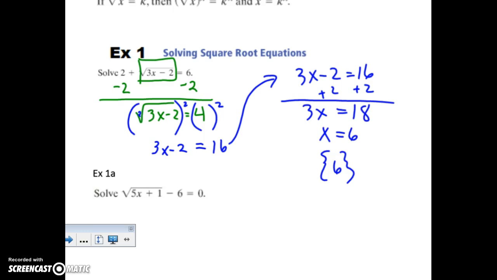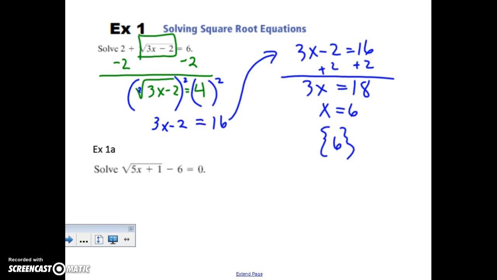You have an example to work at the bottom of that. I'm going to give you the solution to example 1a, and then you can try that on your own. The solution is actually 7.